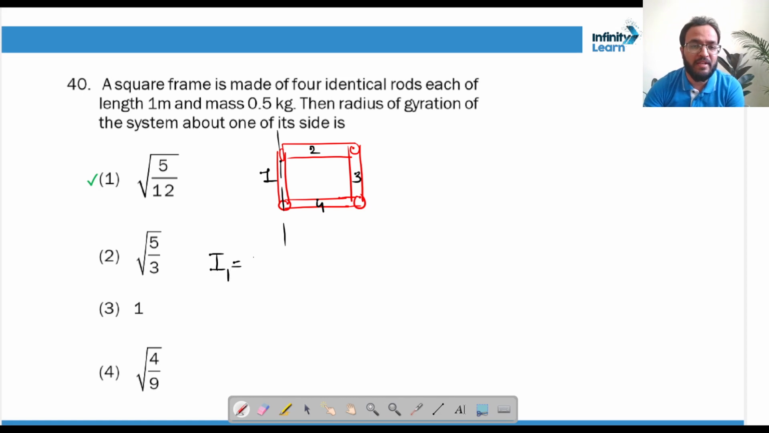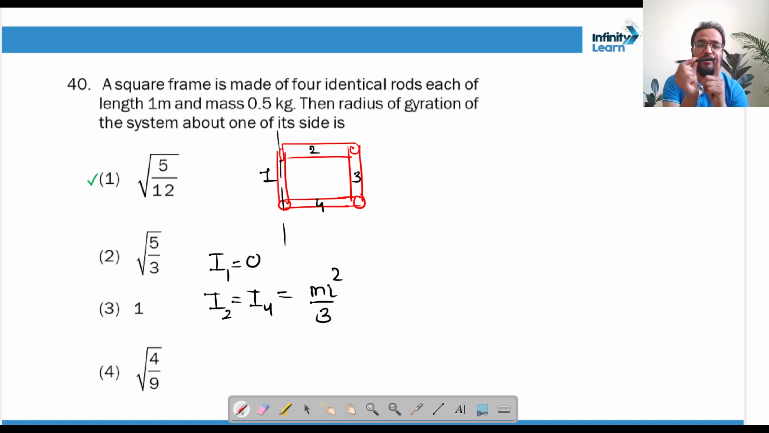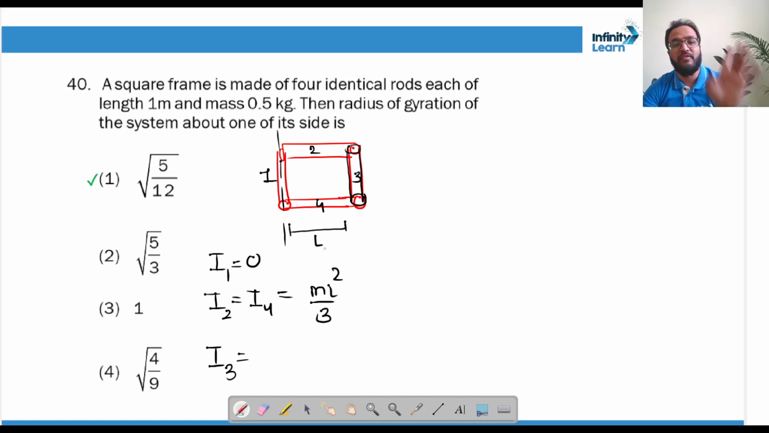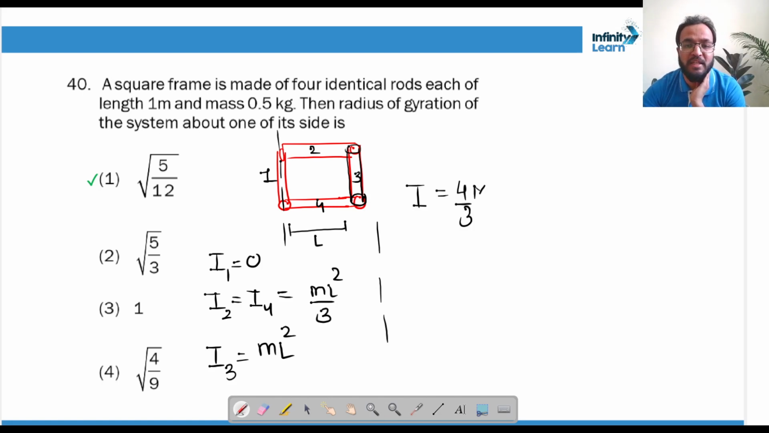So first of all, I1 is 0. And I2 and I4 are similar, ML square by 3, because for a rod rotating about its end, perpendicular to it, it is ML square by 3. Now what about I3? Every point on the rod is at the same distance L from the axis. So no need to change anything, it will be ML square.